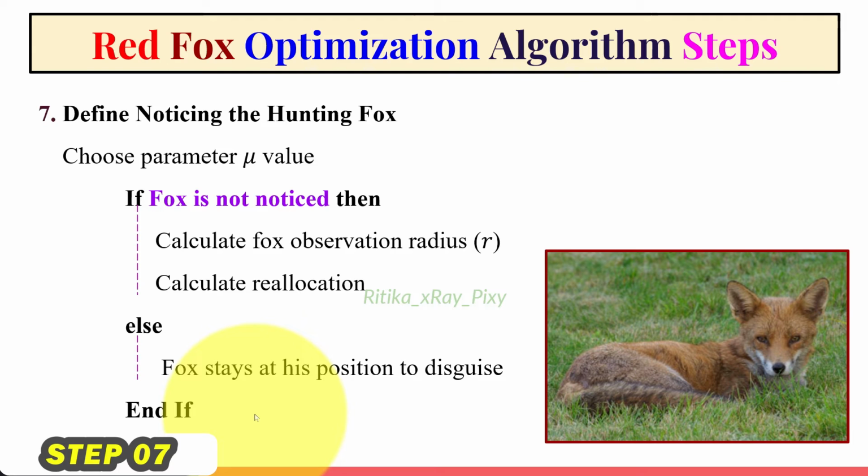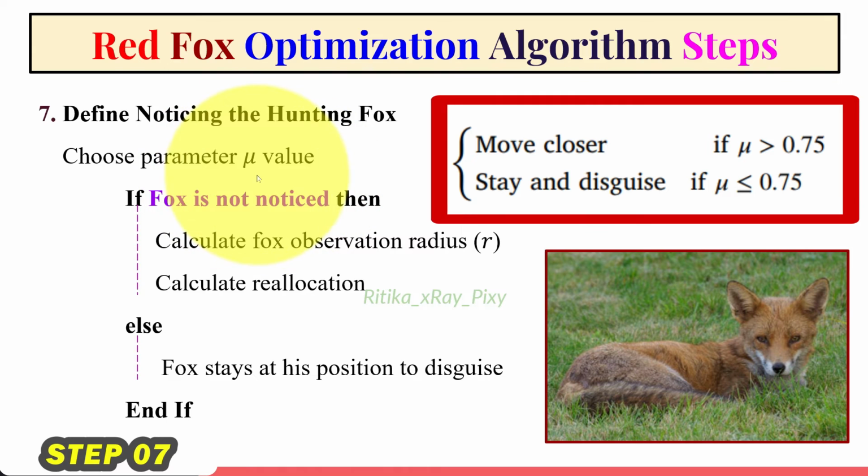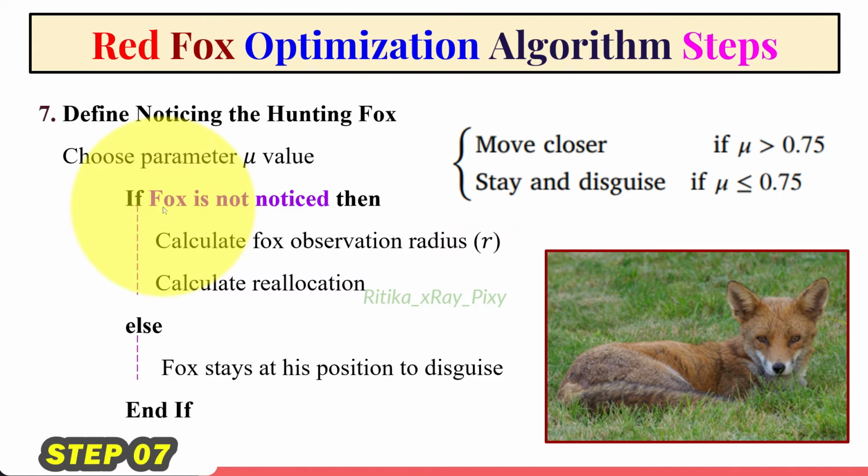In order to simulate this behavior, we will use a random value, that is mu. You can see here this value is between 0 and 1. So this is the random value that is used here. It is used to denote the possibility of the fox being noticed by the prey during the hunt. This value is also set only once in the iteration for all individuals. So here you can see if the fox is not noticed, then we will calculate the fox observation radius, then we calculate the relocation, else the fox will stay at its position, no movement.